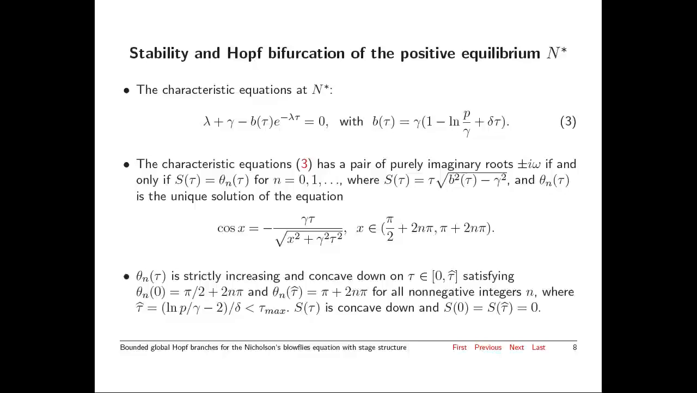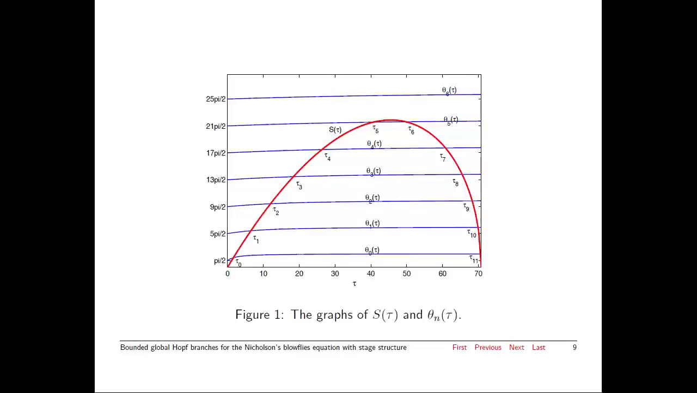It means the two curves of S and theta n have intersections. And S is given by this function, and theta n is the unique solution of this equation. And we can further investigate the property of S and theta n. We find out theta n is given by this graph.